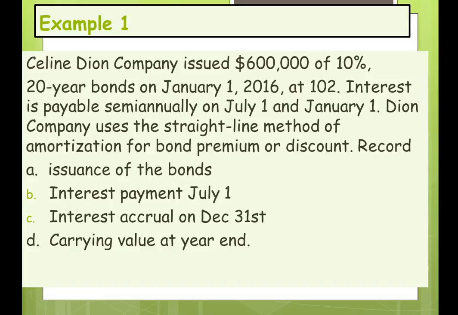Now we'll go through a little example, and in this example we'll be looking at, first of all, what happens when we issue bonds. What does it look like when we make our first payment? We accrue our second payment on December 31st, and then what does it look like at year end as the carrying value for the bond.